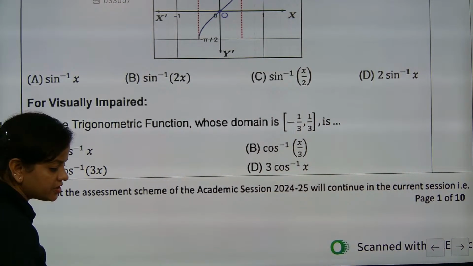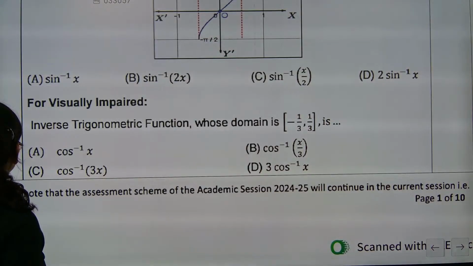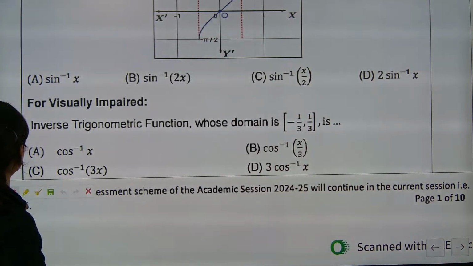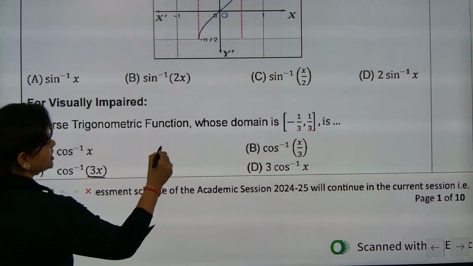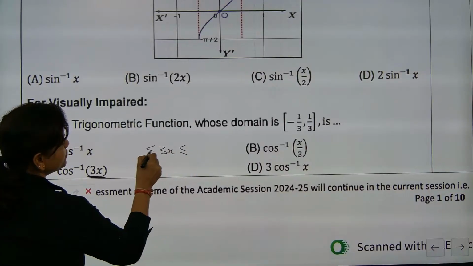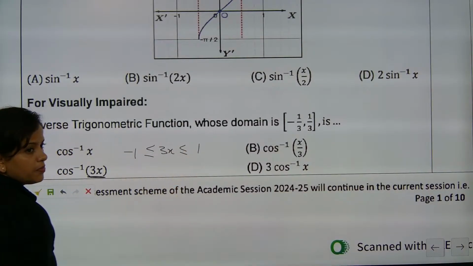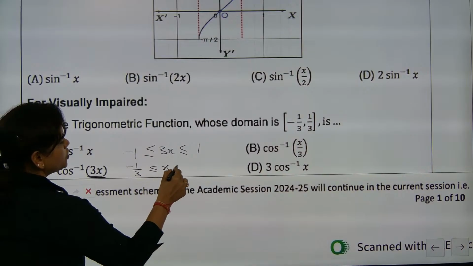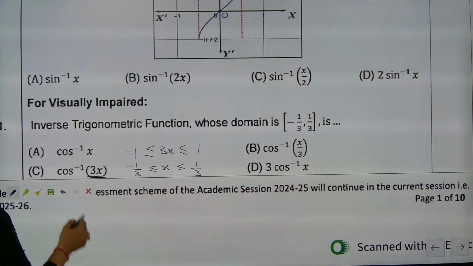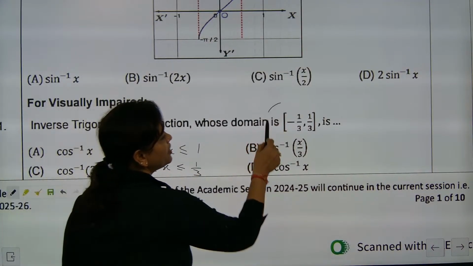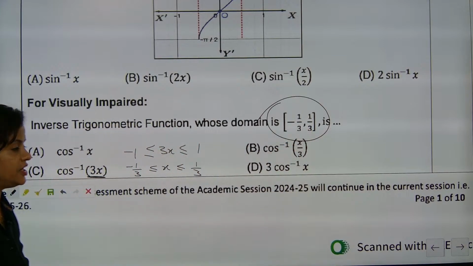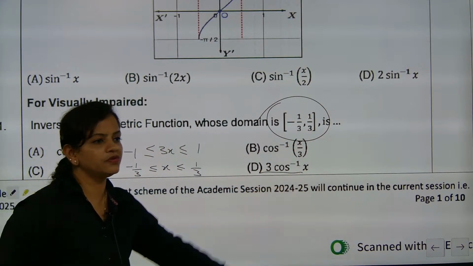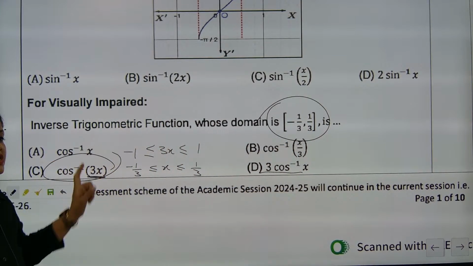Jayashri, please check the previous video. In that part, I have explained this section. So cos inverse 3x. If 3x is there, then 3x lies between -1 to +1. So if 3 shifts, x lies between -1/3 to 1/3. So definitely the domain will become -1/3 to 1/3. It will not be for 3 cos inverse x. It will be for cos inverse 3x.